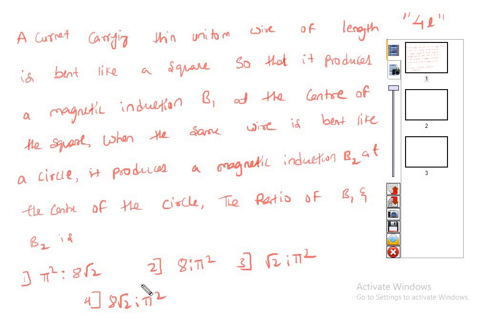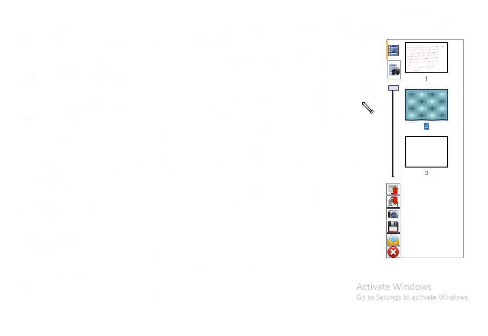So let's understand the question, a very big fat question. A current carrying uniform wire of length 4L is bent into a square. So basically it has turned into a square, so that it produces magnetic induction B1 at the center. For the square's center, it is producing B1. The same wire is bent like a circle, and now at the center it is B2. The ratio of the two magnetic fields we need to find. When it is a square, the 4 times the side is equal to 4 times the length, right? Means all the sides need to be equal to unit length, right?